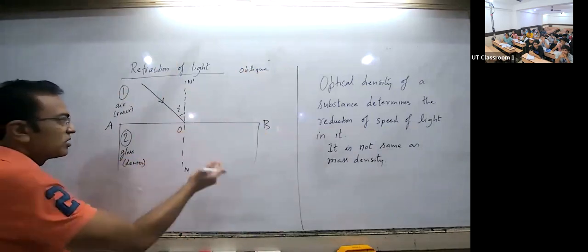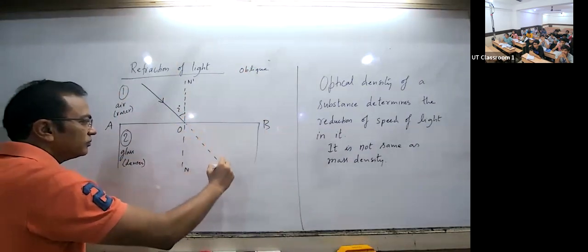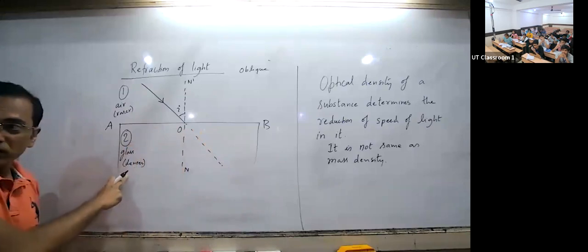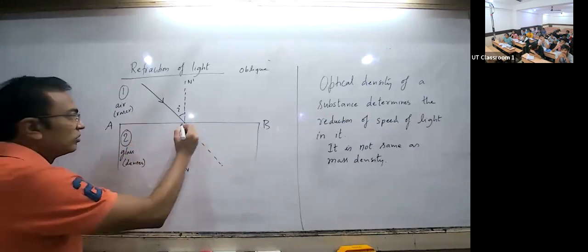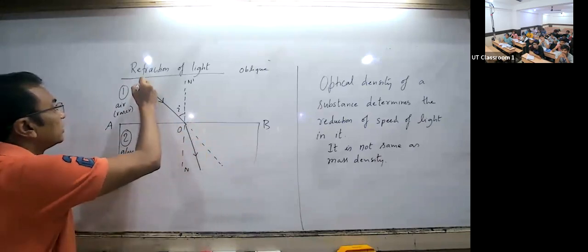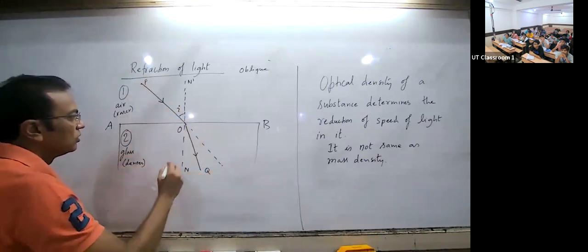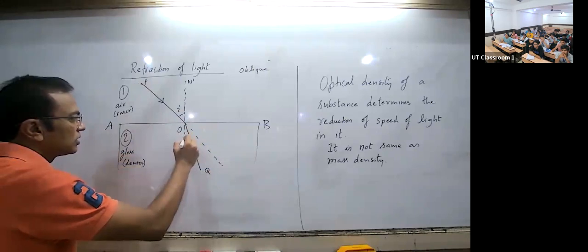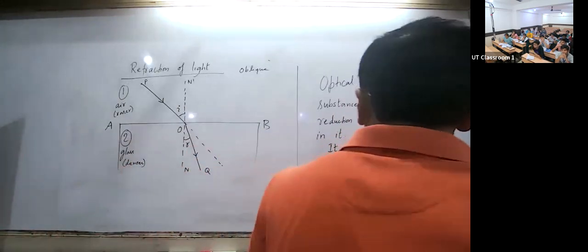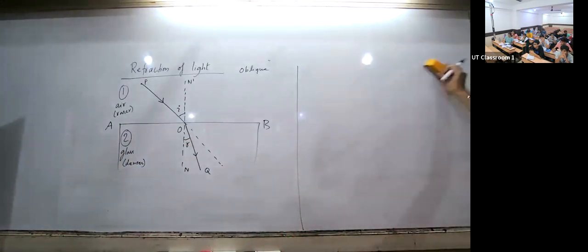Now in the second medium, its direction is going to change. What was the original direction? This was the original direction. But now it is a denser medium, so where will it go? Towards the normal. Very good. This is your refracted ray. Let's call this PQ. This angle is the angle of refraction. Till here we have discussed. Now let's go further.